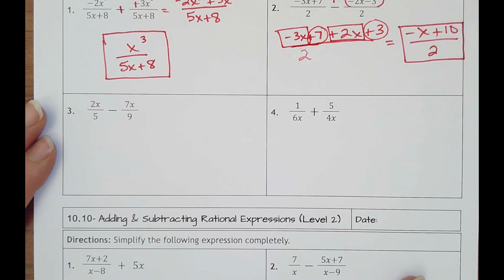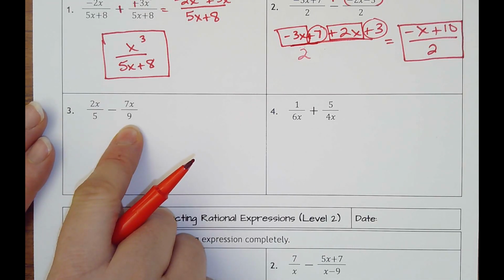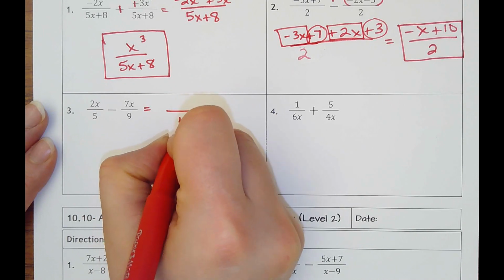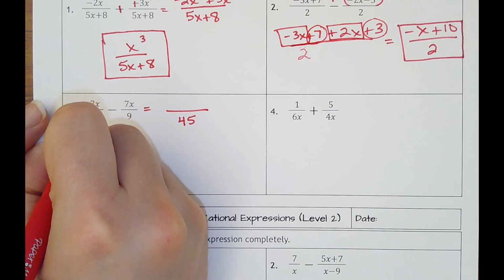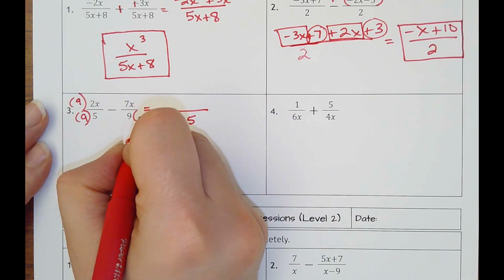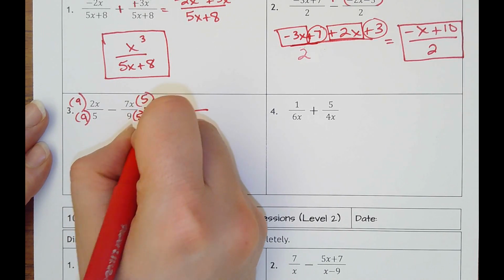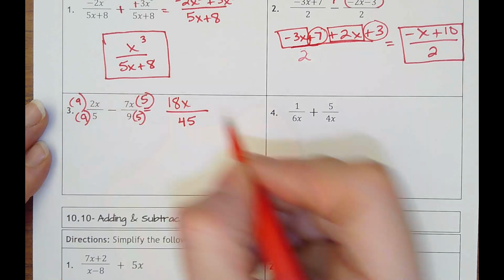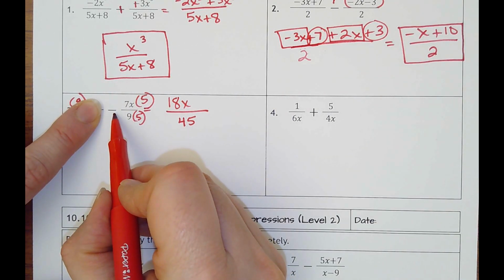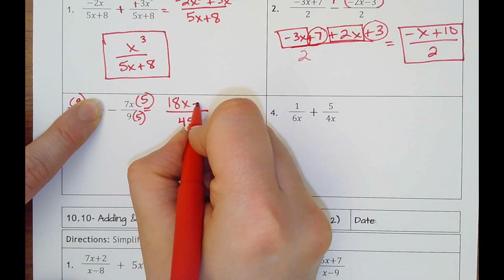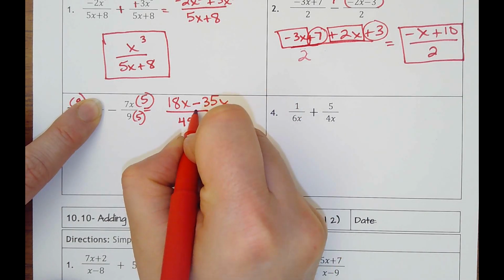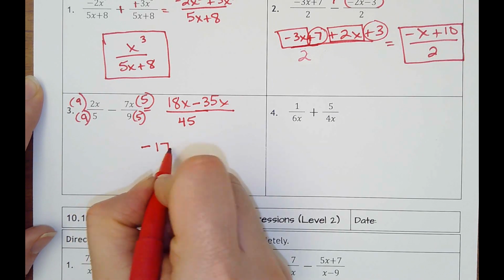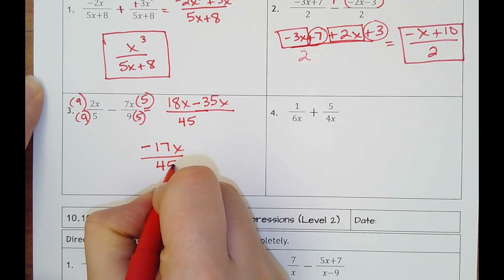Okay. Number 3. They don't have a common denominator. 5 and 9 have a least common multiple of 45. So 5 gets multiplied by 9. 9 gets multiplied by 5. 9 times 2x is 18x. This is a minus here. So negative 7x times 5 would be negative 35x. And then I can put those like terms together. That would be negative 17x over 45.